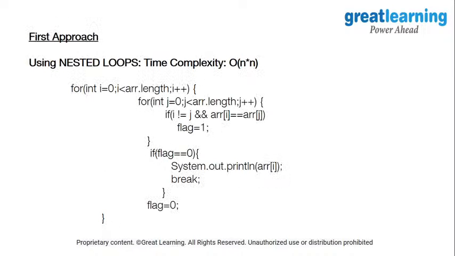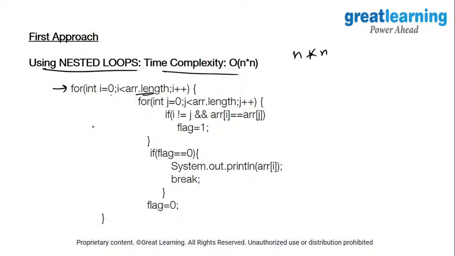The first approach is quite simple: you are going to use nested loops, wherein our time complexity will be n cross n. If you don't know anything about time complexity, think of it in that way. So you have this first loop, and it iterates from 0 to arr dot length.